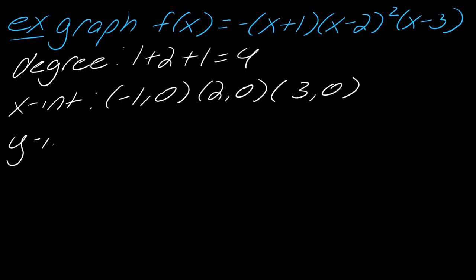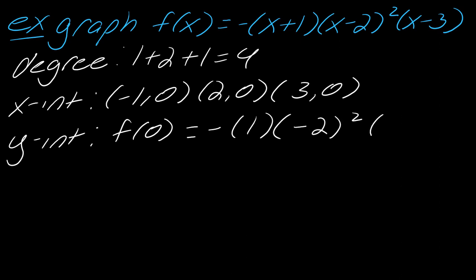Now my y-intercept is found by plugging in 0. This actually will take a little bit of work. So I'm going to have negative, so if I just have a bunch of zeros, this becomes negative times 1 times (-2) squared times -3. So the zeros just reduce us to those numbers. So then we just have to figure this out. So let's see, this becomes -4 times -3. So this will become +12.